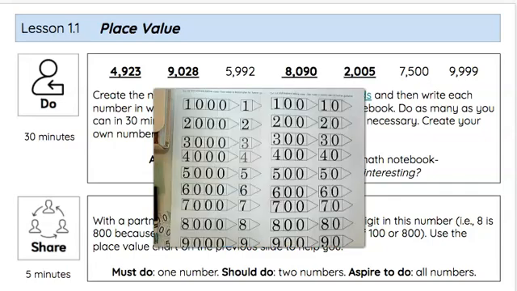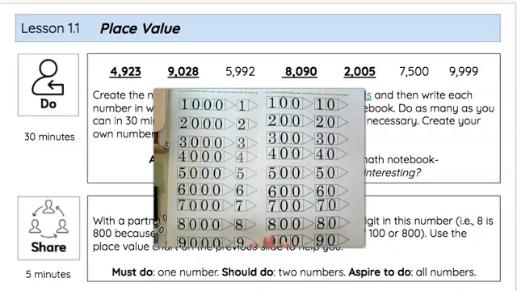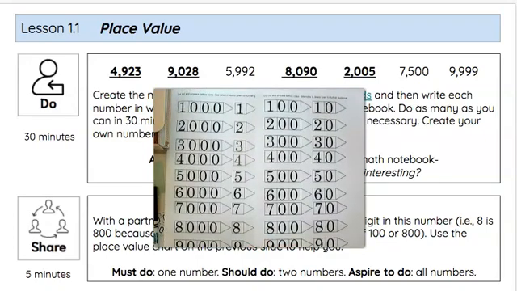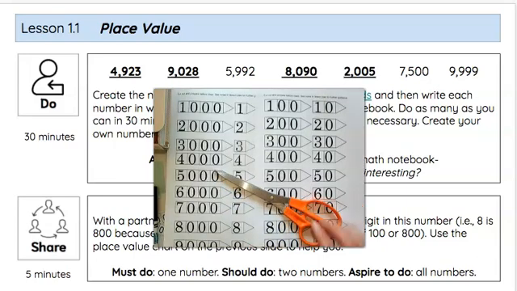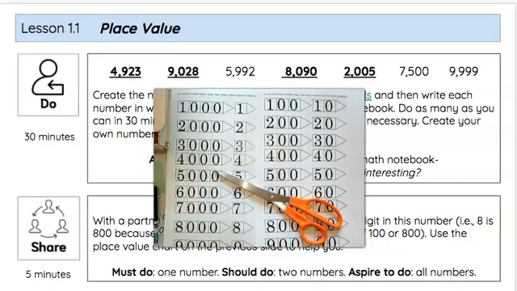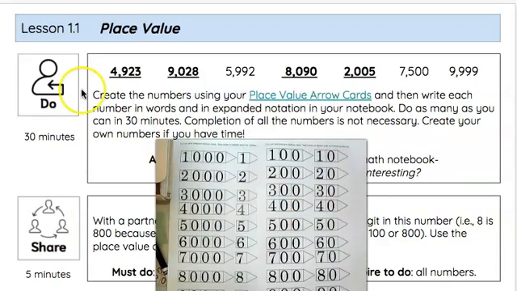In order to complete the task today, you're going to need your place value arrow cards and a pair of scissors. Your first job is to cut out all your place value arrow cards with your scissors. After you've done that, look at the do section in your learning plan. You can see that there are many numbers in this do section. It's going to be your job to put those numbers into words, expanded notation.